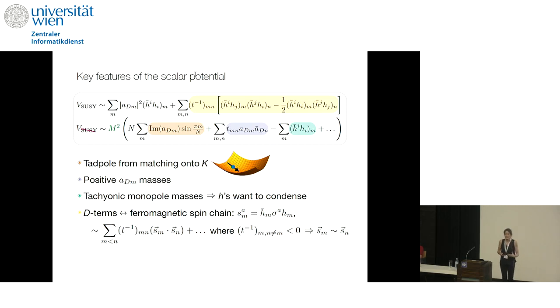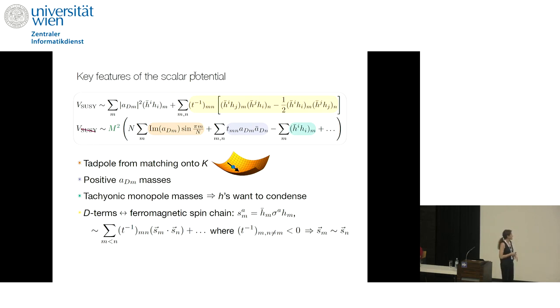So let me point out the key features of this scalar potential. Firstly, let's look at the supersymmetry breaking part. There's this linear term in the abelian vector multiplet scalars that has this nice sign here. This is a tadpole, which comes from matching onto the Kähler potential away from the multi-monopole points. I'm matching onto this convex slope at the multi-monopole points, and that's why I get this tadpole. Secondly, there are positive definite masses for the abelian vector multiplet scalars. This is, of course, expected. Remember that this operator started its life giving a mass to the UV vector multiplet scalars.